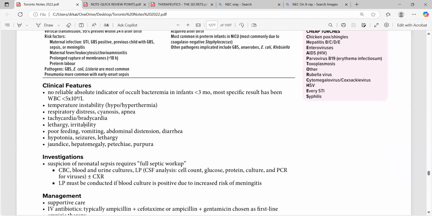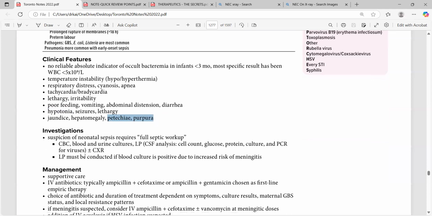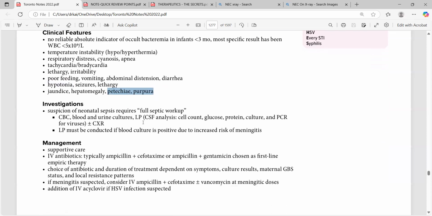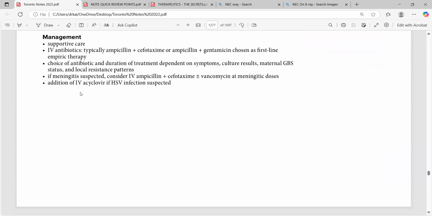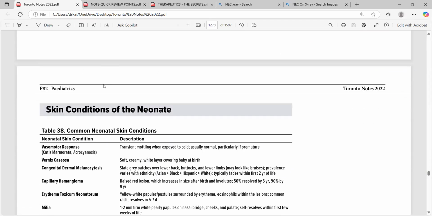Then what are the clinical features? Vomiting, and hypotonia is one of the most important things and can be given, and petechiae and purpura. So it can give you fever, hypotonia, petechiae and purpura, and ask you to make the diagnosis. So think of sepsis. CBC, then we do the full septic workup. Then supportive care, IV antibiotics, and addition of IV acyclovir if it's HSV infection.